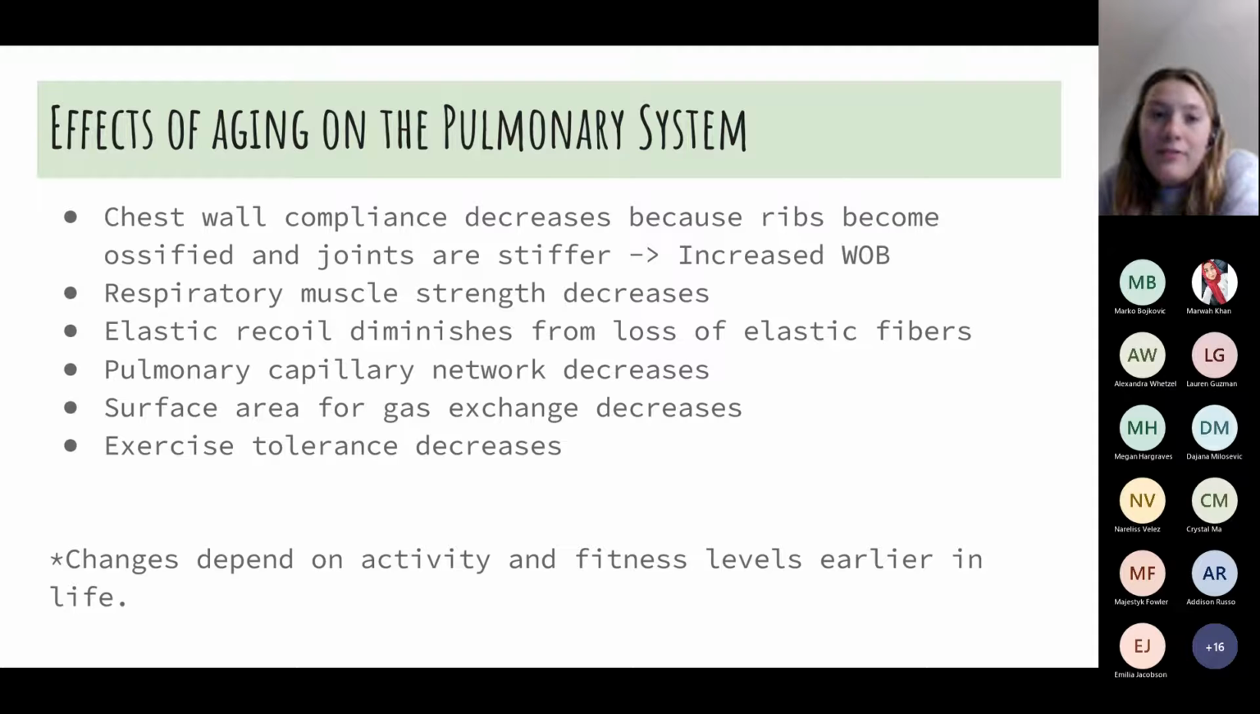I just listed a couple of the effects of aging on our pulmonary system. Just think that when we get older, we're not as flexible, we're a little bit stiff, we're not moving as quickly or as efficiently. The same thing happens to the lungs. Chest wall compliance lessens, our ribs are a lot stiffer, so it's going to take a little more effort to breathe. That's what we call an increased work of breathing.